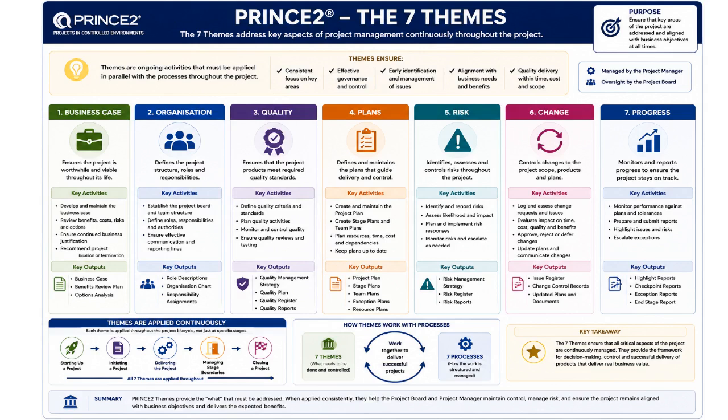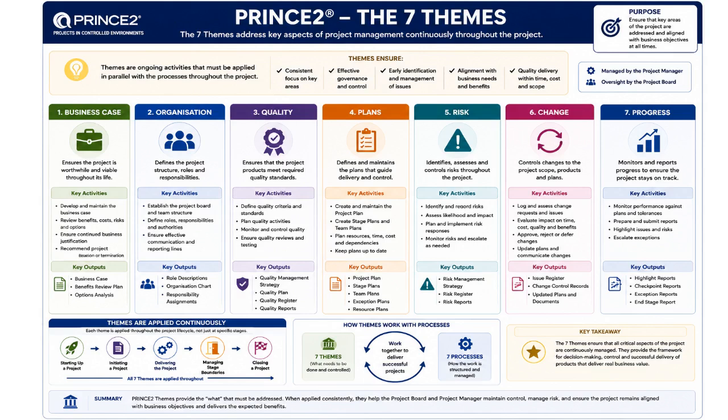In the center bottom section, the slide demonstrates how the themes work together with the PRINCE2 processes. The processes provide the structured lifecycle and activities, while the themes provide the governance, control, monitoring, and management focus needed to deliver successful outcomes. The key takeaway on the right highlights that the themes collectively ensure all critical aspects of the project are continuously controlled and aligned with business objectives. They support decision-making, risk management, quality assurance, stakeholder engagement, and successful delivery of value.